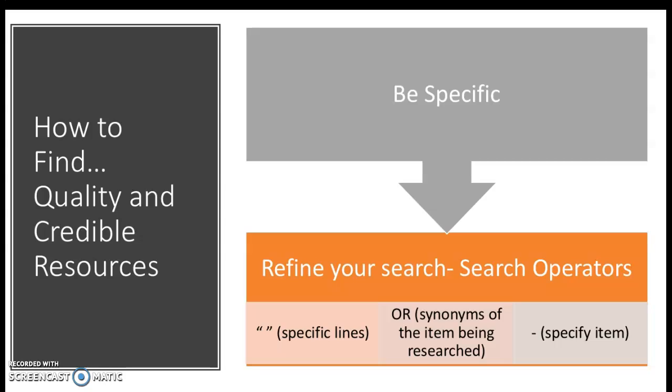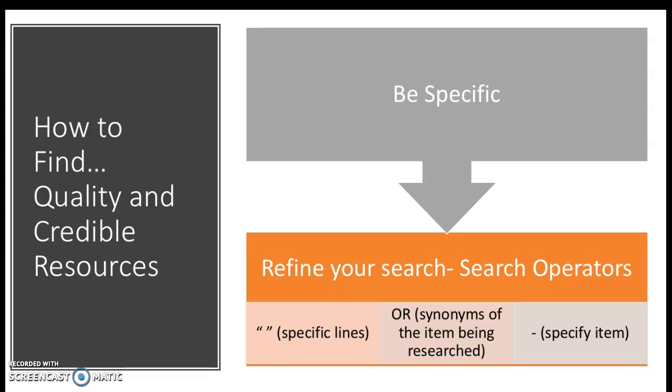How to find quality and credible resources? Well, the first thing we really want to do is make sure that we are specific to what we want to research. To be specific, you need to refine your search using search operators. The first search operator is quotation marks, and that is when you have a specific line of a poem or a song that you want to understand and research. So you would put that line in the quotation marks, and Google will help do its job and refine that search for you.